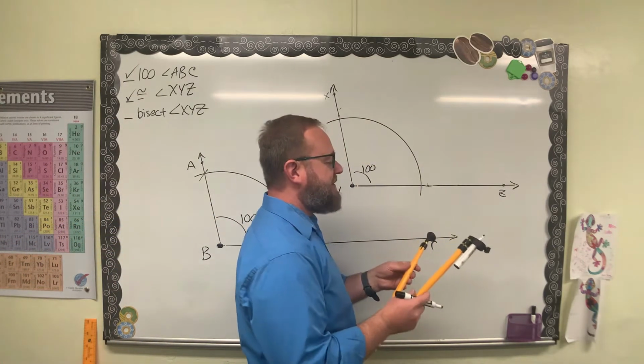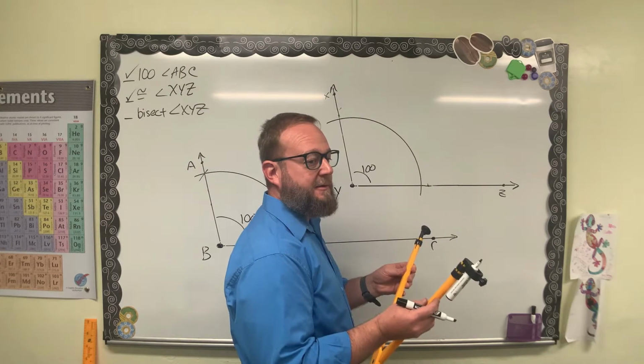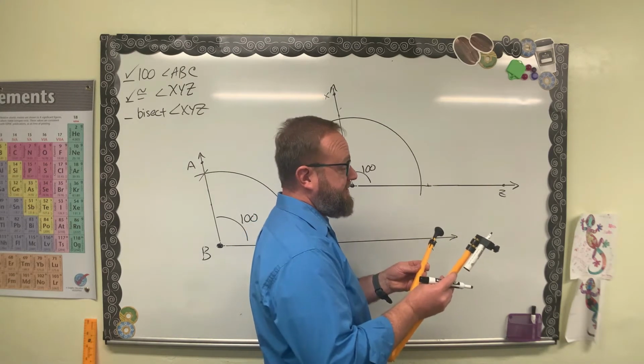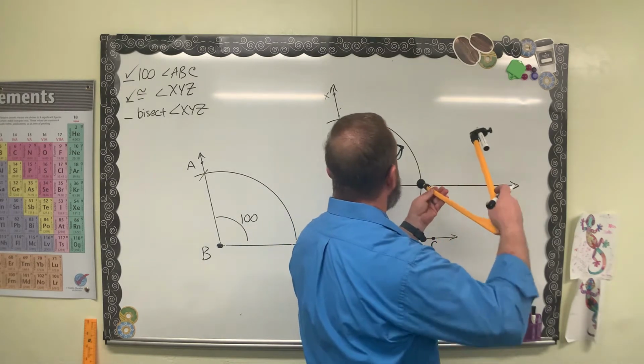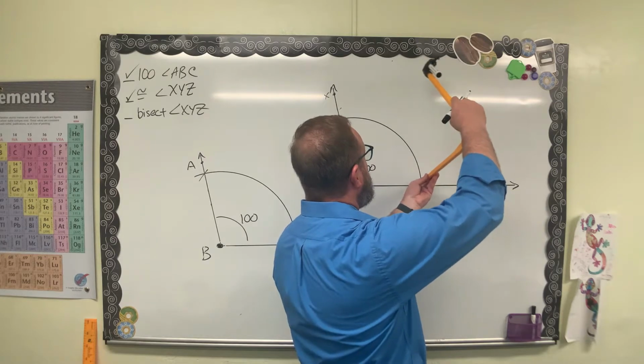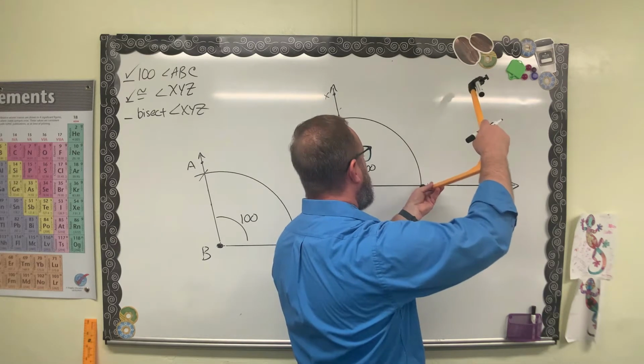So I take this, now at this point I can move it again. But once I set it at a certain distance, I don't want to move it again, because I do want to make it long enough that I can actually pick a spot that's going to be a good bisecting area.